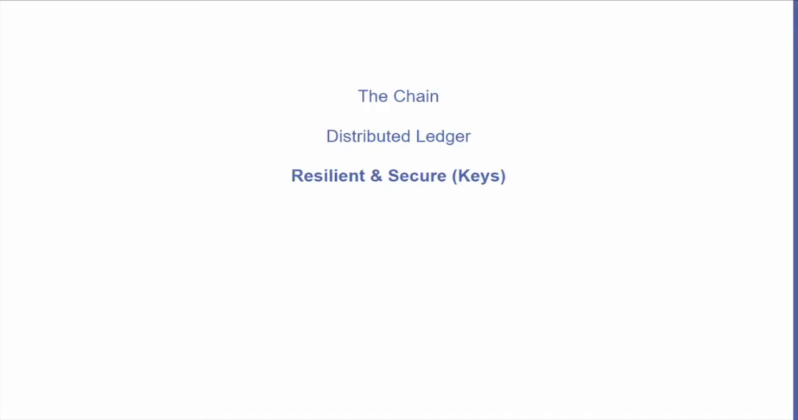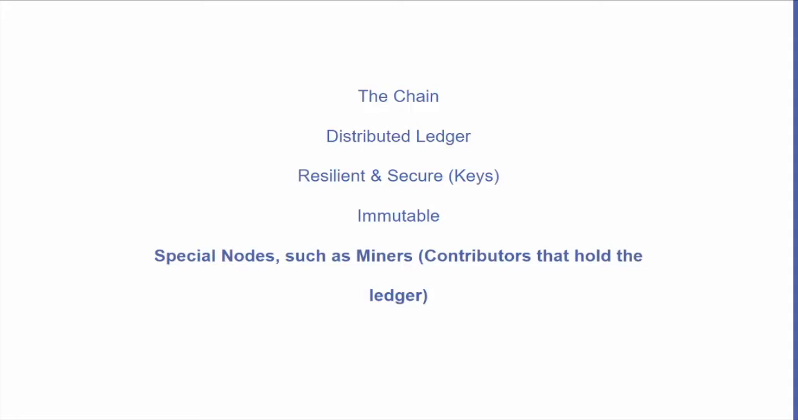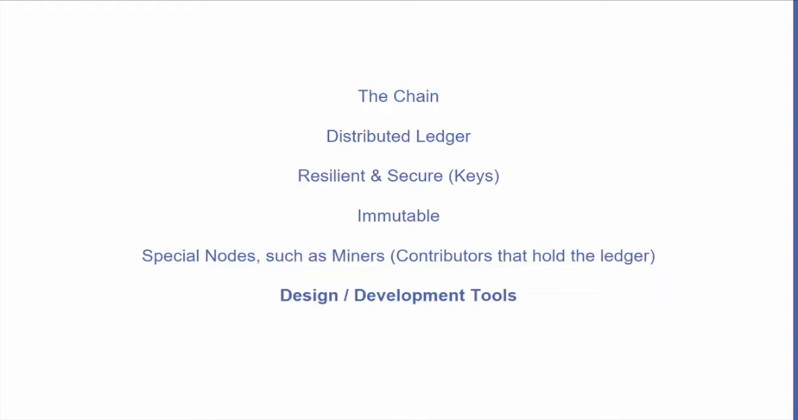It is resilient and secure because it uses keys. It is immutable, you can't change it. And it uses special nodes such as miners, who are basically contributors that hold the ledger. And then there's this whole thing around design and development tools. So what does the blockchain actually use in terms of tools to not just be a database, but to be an application? So let's start with the chain.